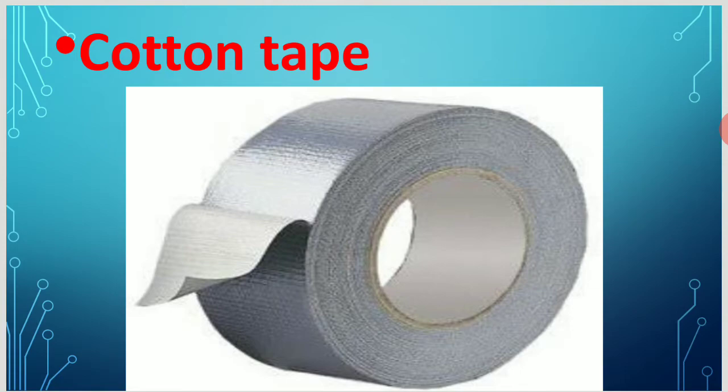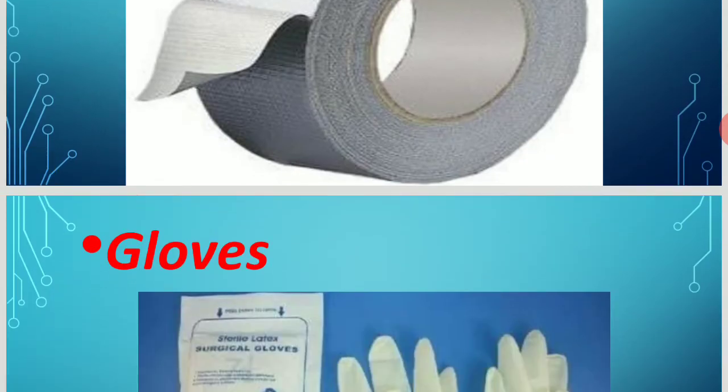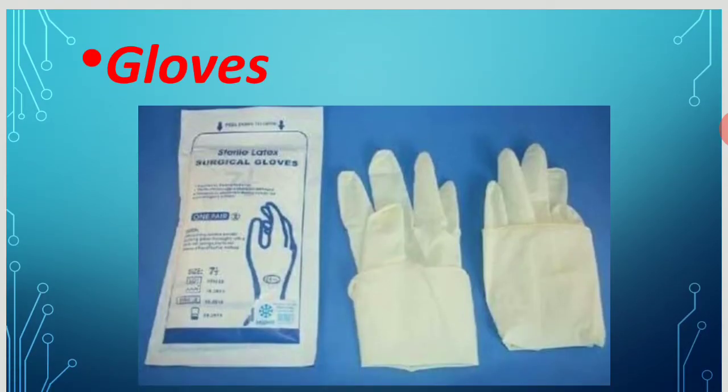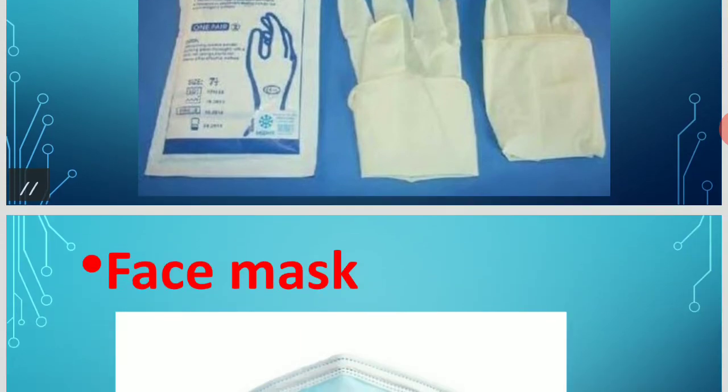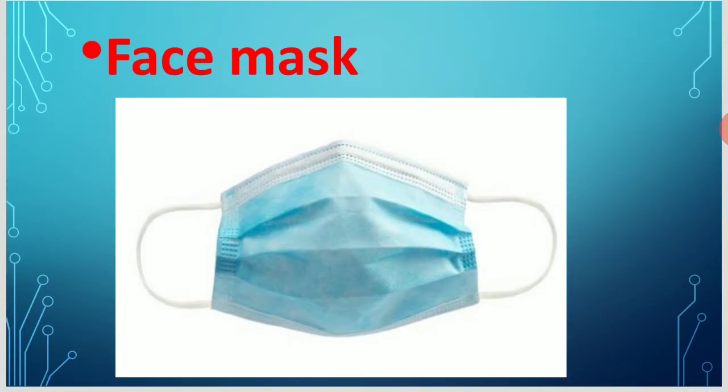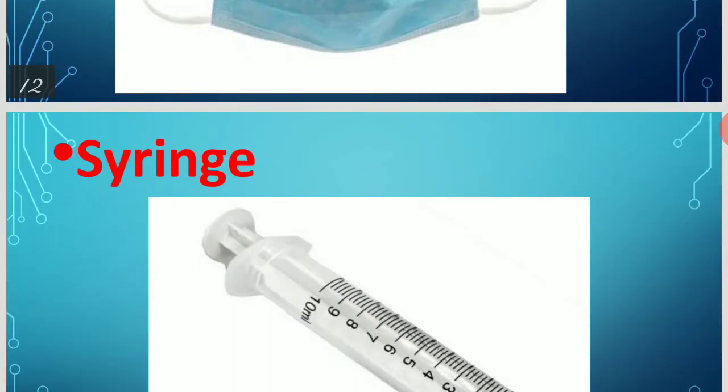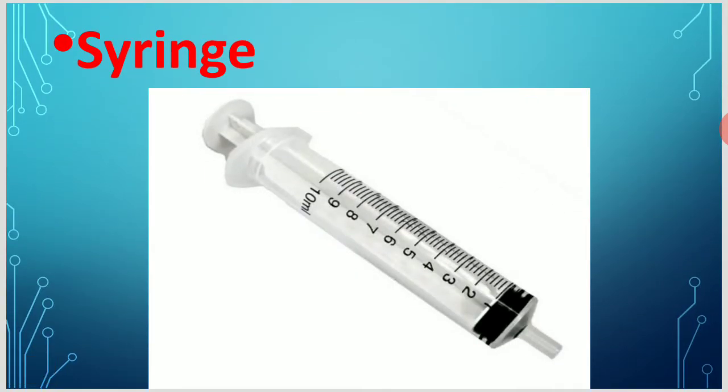Next is cotton tape to fix the endotracheal tube. Next are gloves to prevent cross infection. Then a face mask to prevent transmission of infection. Then next is a syringe, 5 to 10 ml, used to inflate the patient's ET tube.